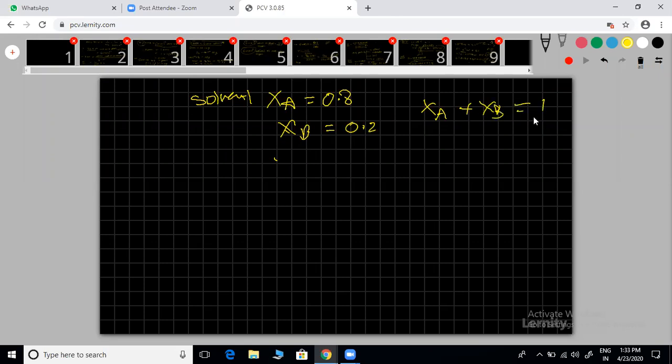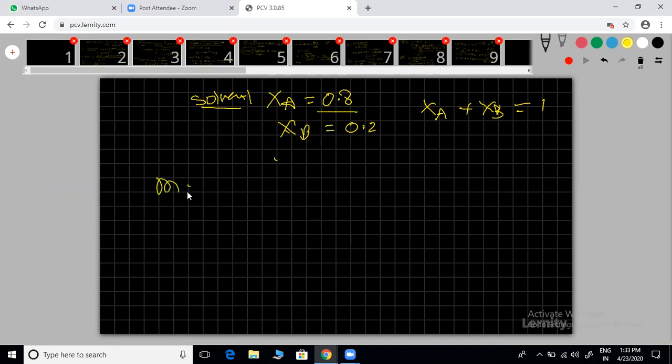They're asking for the molality. Can you find the molality? XA, the mole fraction of the aqueous solvent, is given as 0.8. Find the molality of the solution. They have given only XA. Then you need to find the molality of the solution.